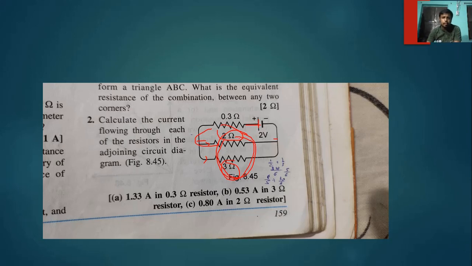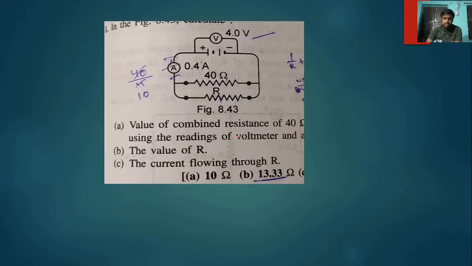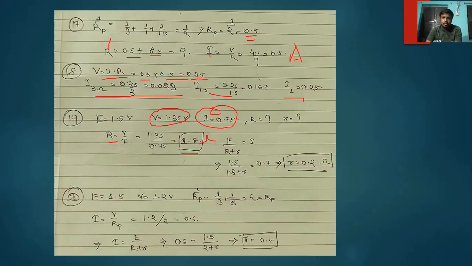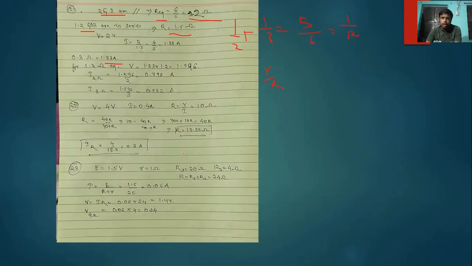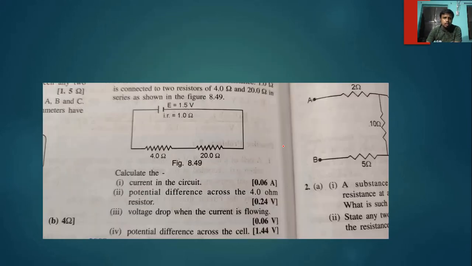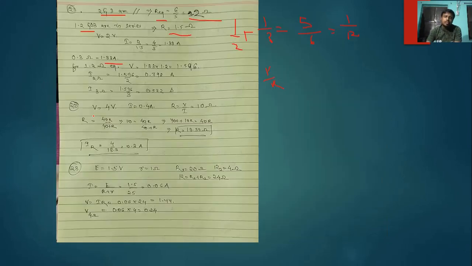So for the 2 ohm resistor, first we have to find the potential difference. Okay, how will we find the potential difference? We know that equivalent resistance is 1.2 ohm. Okay, in this the equivalent resistance is 1.2 ohm. We know the current, that is 1.33. So by using the formula V is equal to IR, we can find that it is equal to 1.596 volt.